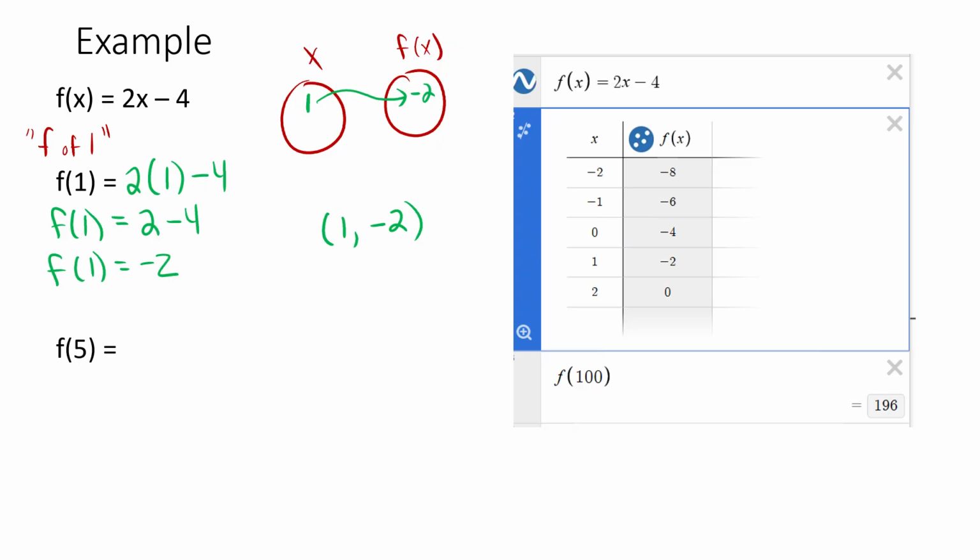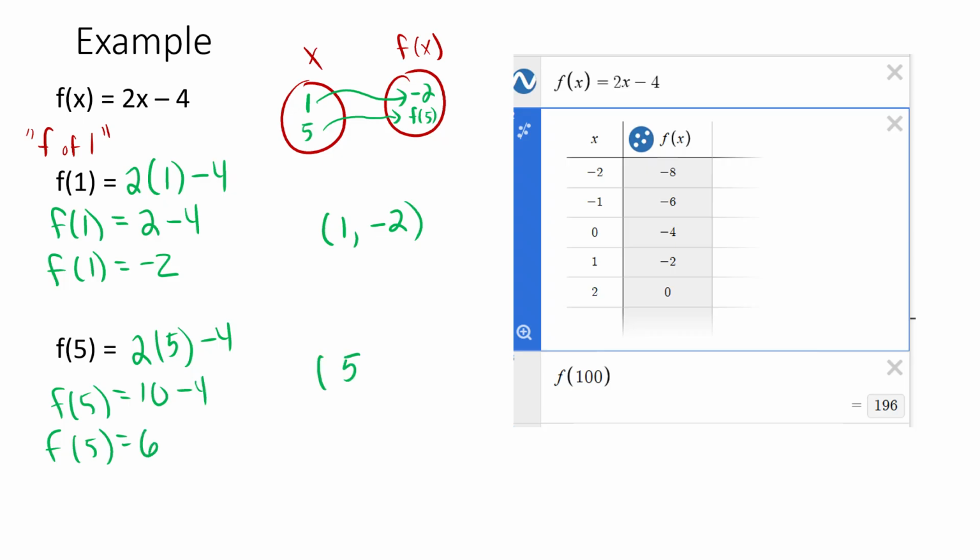We have their f of 5. So if I pull a 5 from the first set, what would I be getting from the second set? That would be 2 times 5 minus 4. F of 5 is 2 times 5, which is 10, and 10 minus 4 is 6. So if I pull a 5 from the first set, I'm going to be mapping to a 6 in the second set. And I can go up here and erase that and show you, well, there we go.